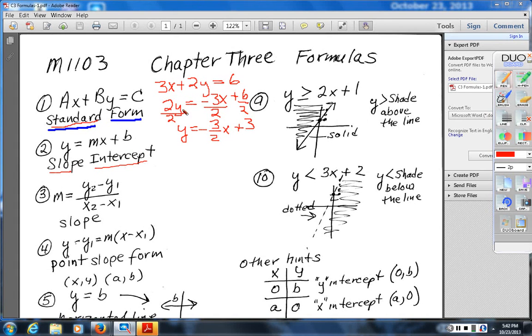Now, an interesting thing happens when we do this, by the way, because we see in Formula 2 the letter m. Well, the letter m stands for slope, which in Formula 3, that's the slope formula, and we'll be using that in the middle of Chapter 3. But right now, what we have as the numerical coefficient of x, that's our slope. And then we have this letter b. b, by the way, wherever it shows up, is the y-intercept. So that's why equation number 2 is called slope-intercept. Okay, we'll get back to some of these as we go on too.